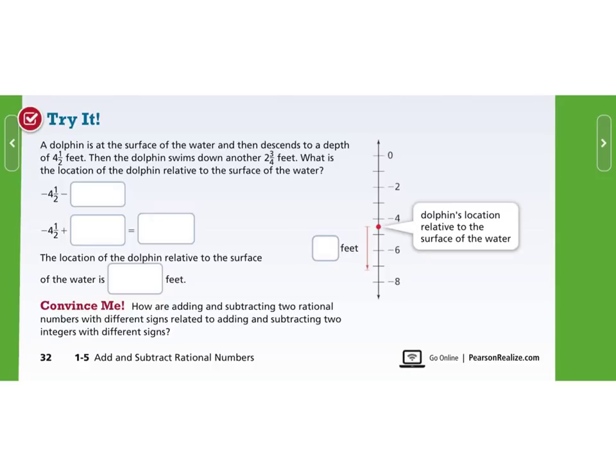Now I'd like for you to complete the try it. See if you can fill in the boxes and use the number line to answer this question, and come back when you're done to check your answer.